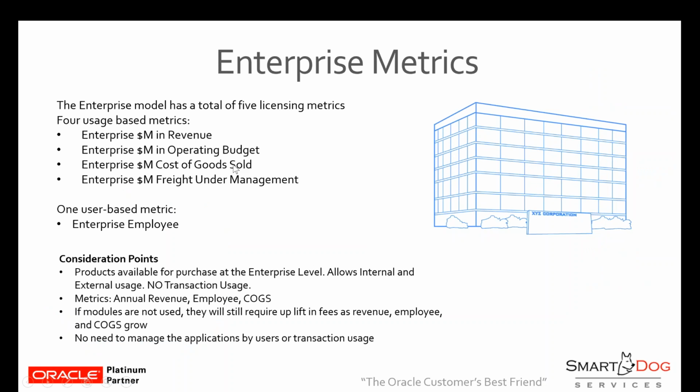And then last but not least, we have the enterprise license metrics, right? The enterprise model has a total of 5 licensing metrics. There's a totally different price list on Oracle.com for enterprise metrics, right? There are 4 usage-based license metrics: enterprise revenue, enterprise operating budget, cost of goods sold, and freight under management. These are the typical usage-based ones. And then the last one is the user-based metric, the enterprise employee metric.